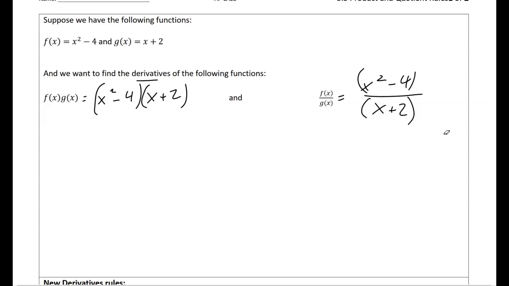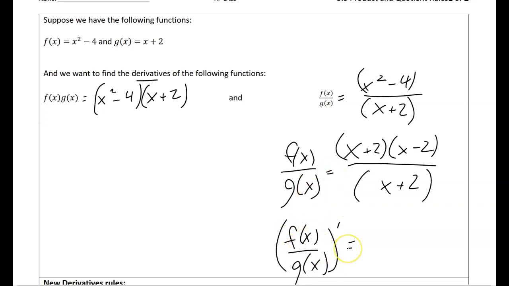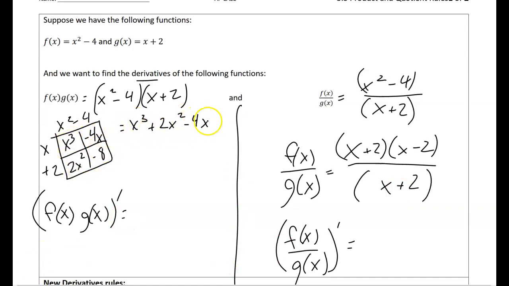So what I would do here is I would factor maybe the top here for this particular one, and this would be f of x over g of x, and we want to find the derivative of that. And then similarly here, maybe I would draw a Punnett square to multiply this out if I needed to, and then I want to find f of x times g of x, the derivative of that whole thing. So there is my solution.